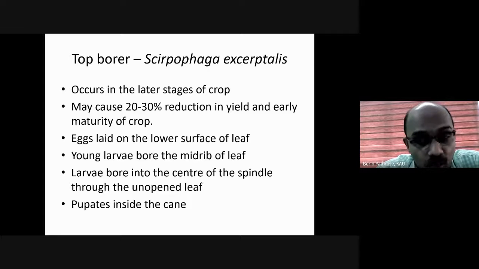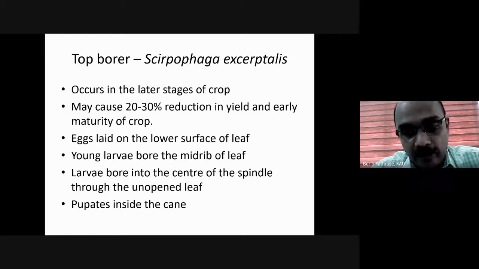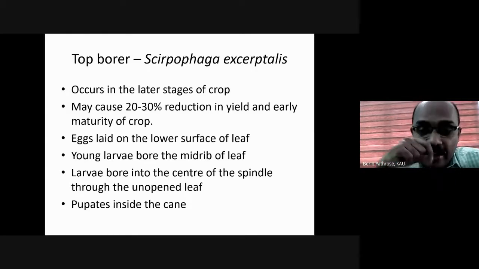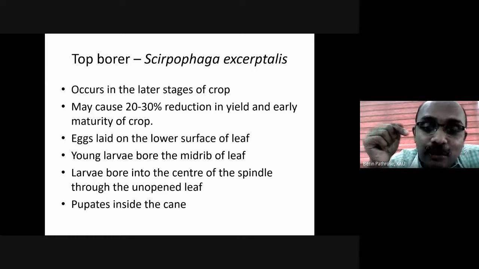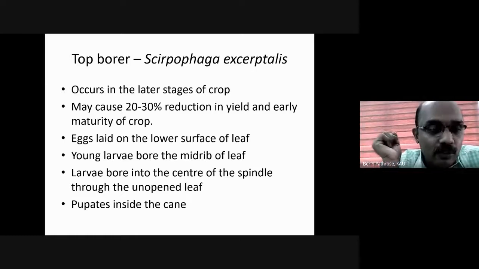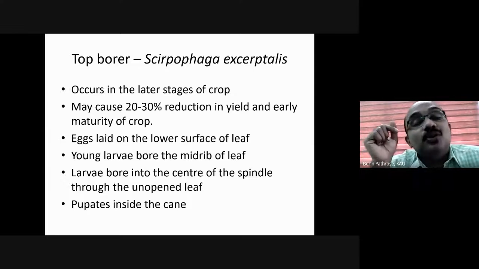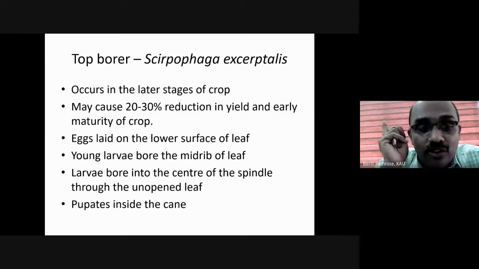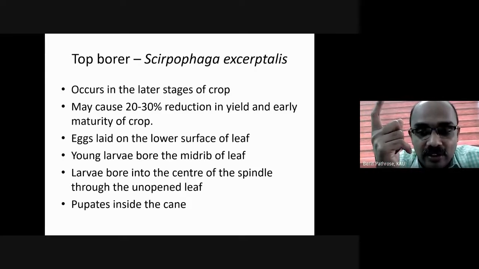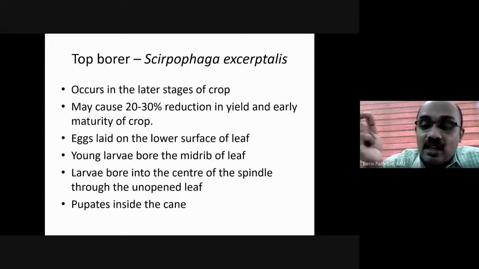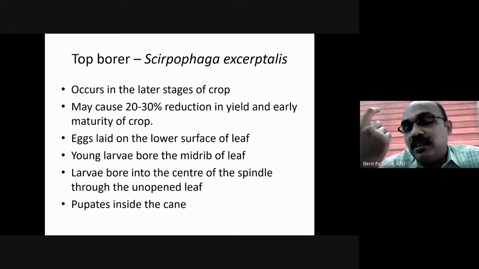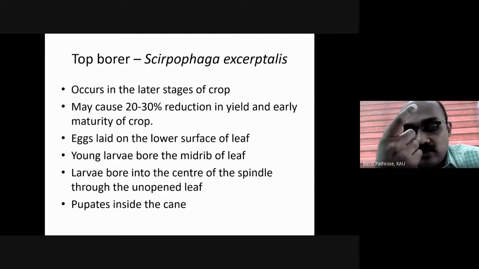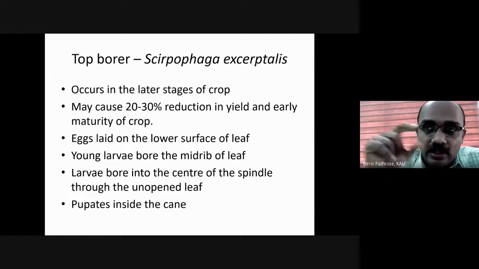Eggs are laid on the lower surface of the leaf, and just like we discussed for Chilo, the newly hatched larva bores into the midrib, mines through the midrib of the leaf, and bores into the spindle leaves, the central unopened leaf of sugarcane. So it bores into the central unopened leaf and it pupates inside the cane itself. Remember a few things. It bores into the midrib because we can see a symptom over there.